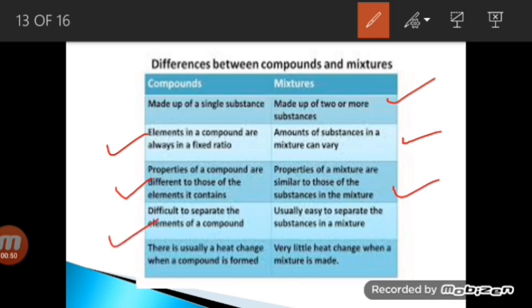So it means that a mixture basically has the properties of the constituents. Next is separation. It's very difficult to separate out compounds, whereas it's easy to separate out a mixture. In order to separate the different constituents of compounds, we need to do certain chemical processes, such as electrolysis and thermal decomposition. There is usually a heat change when a compound is formed. Reactants are hyperactive, so the reaction will be either exothermic or endothermic in order to yield the product, whereas there is very little change in the case of a mixture.